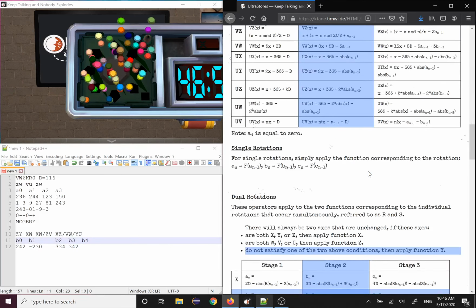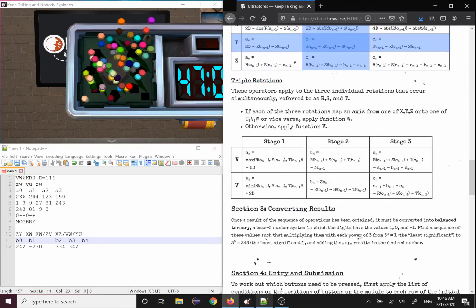Now we're going to B4, which is the triple rotation. So we need to go into the triple rotation section. Triple rotations, it states that if each of the three rotations map an axis from one of xyz to one of u, v, w, or vice versa, apply function w. So that means that if every single rotation only uses one axis from this set and one axis from this set, then we apply function w. Otherwise, apply function v.